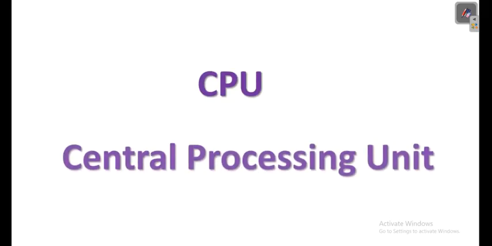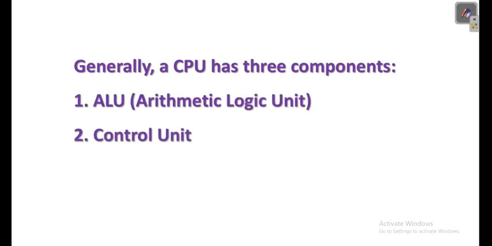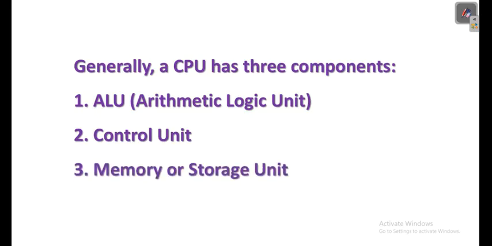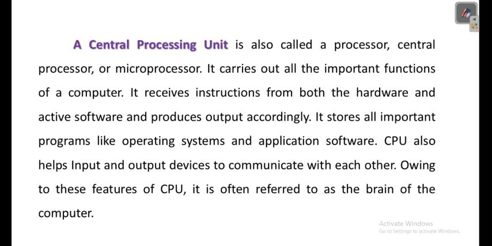CPU, central processing unit. Generally, a central processing unit has 3 parts: arithmetic and logic unit, control unit, and memory or storage unit. The central processing unit is also called a processor, central processor or a microprocessor. It carries out all important functions of a computer. It receives instructions from both the hardware and software and produces output accordingly.